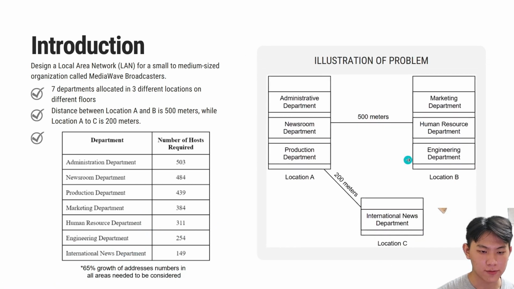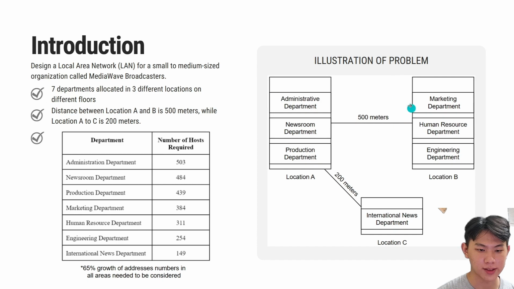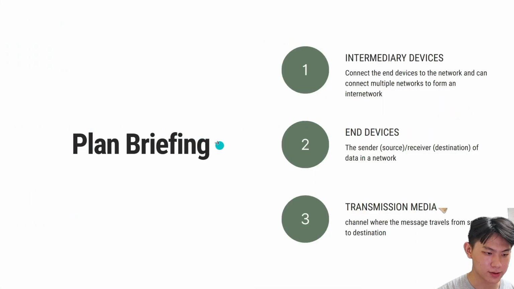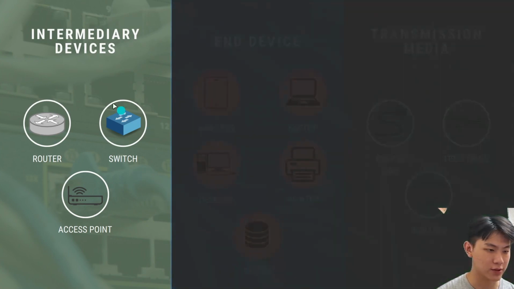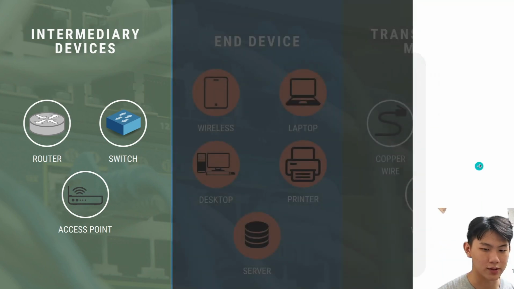Based on the information given, we can illustrate the problem as this diagram. And now I will talk about the planning of the network topology. To form a network, there are 3 necessary elements, which are intermediary device, end device, and transmission media. These are the devices that we implement in our network topology. But now I will first focus on the intermediary devices, which are router, switch, and access point.